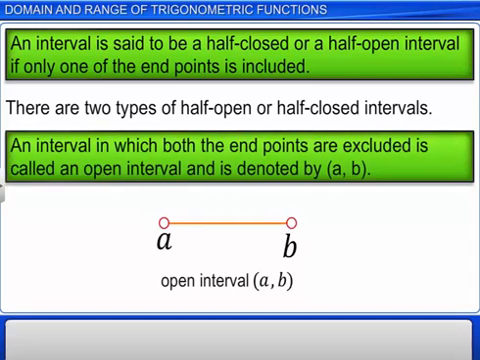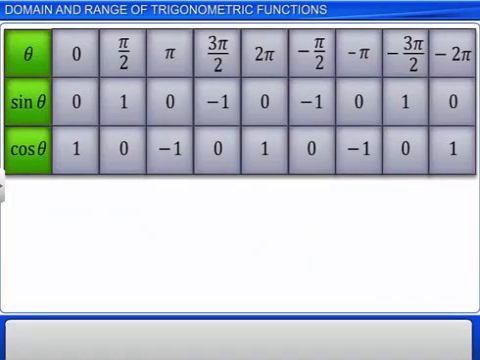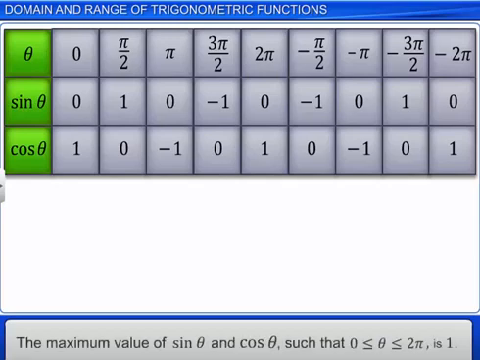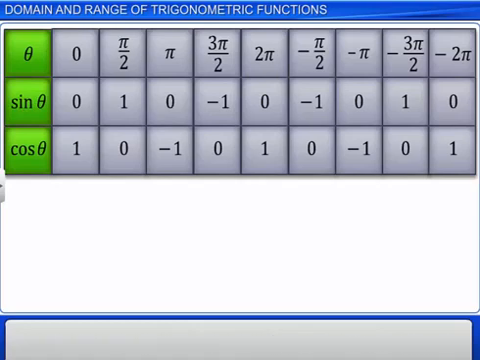An interval in which both the endpoints are excluded is called an open interval and is denoted as shown. Take a look at the table. The maximum value of sin theta and cos theta from 0 to 2 pi is 1. And the minimum value of sin theta and cos theta from 0 to 2 pi is minus 1.